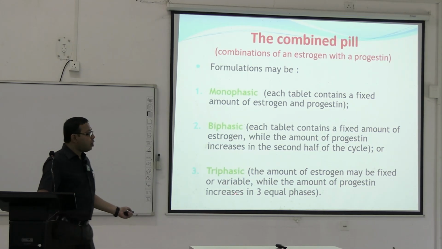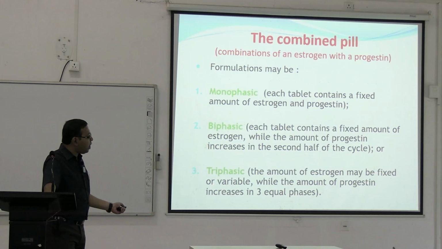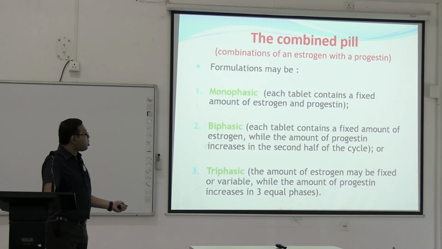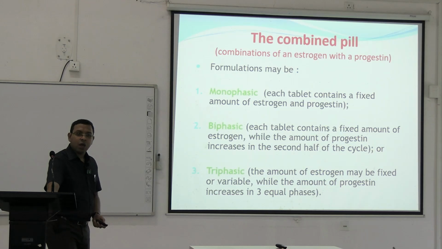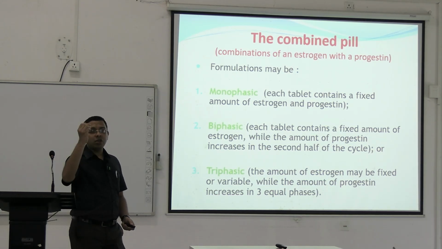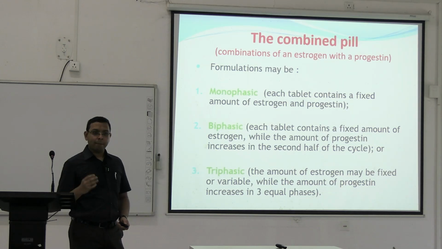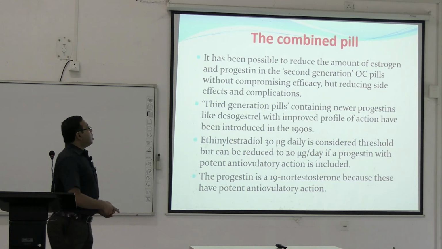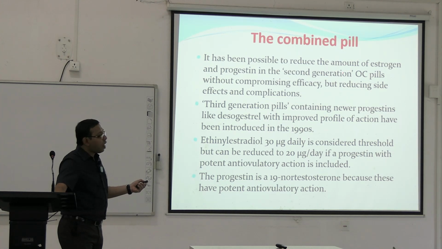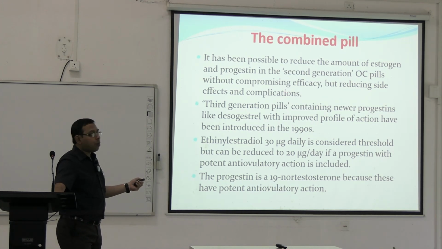And triphasic means here the amount of the estrogen may be fixed or variable. So estrogen amount is also variable and the amount of the progesterone increases in 3 equal phases. All these are done to mimic the normal physiological changes of the estrogen and progesterone hormones in the body. So it has been possible to reduce the amount of the estrogen and progesterone in the newer generation or second generation oral contraceptive pills without compromising efficacy but reducing the side effects and complications.